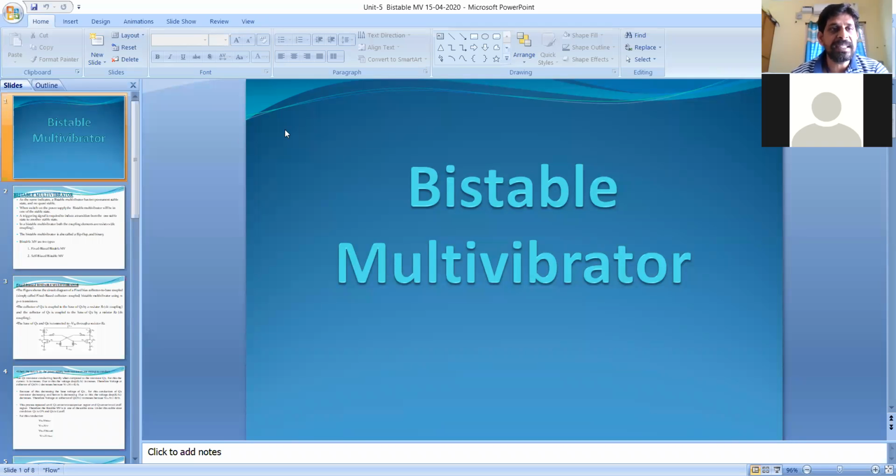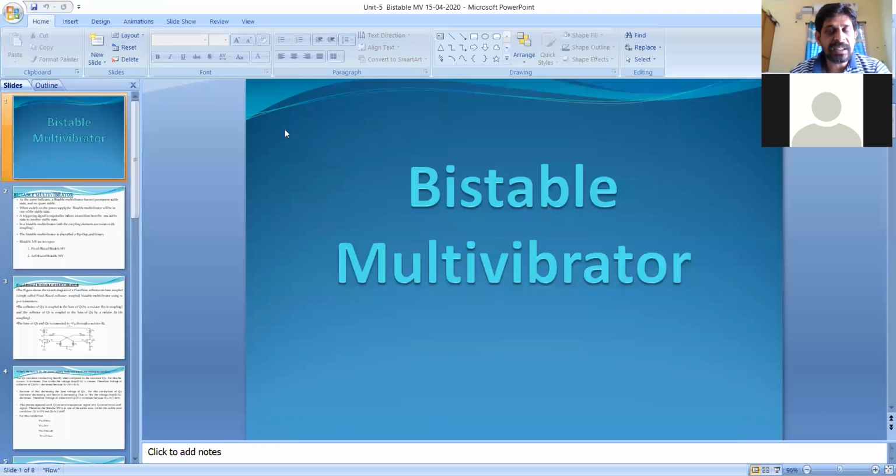Now come to the second one, the monostable multivibrator. Mono means single. Therefore, the name itself indicates that it has one stable state and one quasi-stable state. Once we switch on the power supply, one transistor is on and the other transistor is off. Which transistor is on and which is off depends upon the coupling.